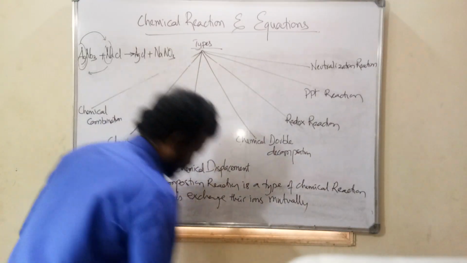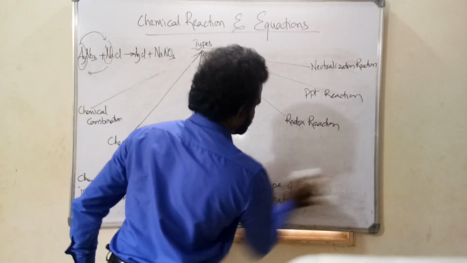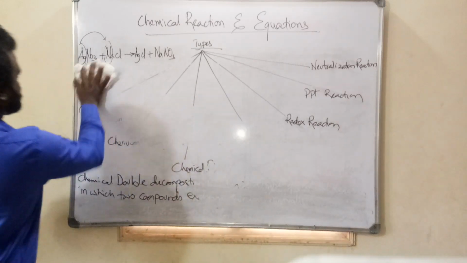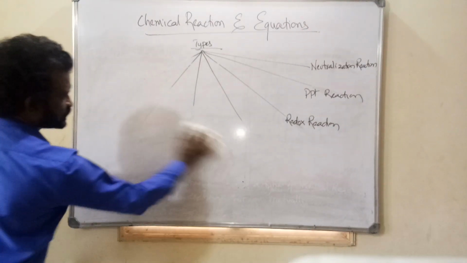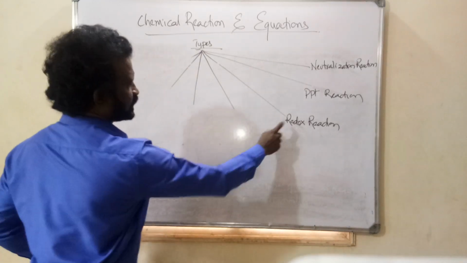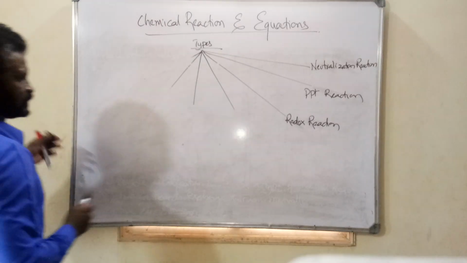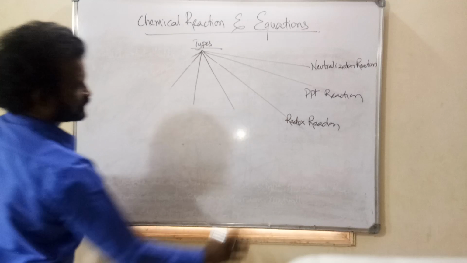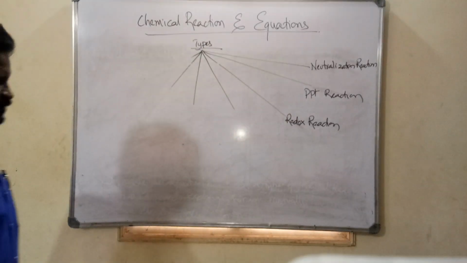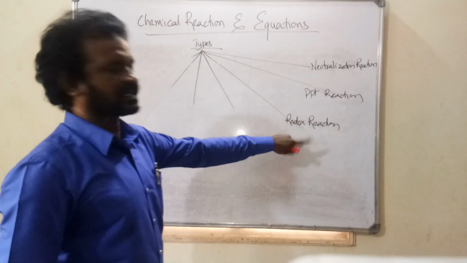Now the next one is the redox reaction. What is a redox reaction? Redox means reduction and oxidation take place simultaneously. The definition: a redox reaction is a type of chemical reaction in which reduction and oxidation take place simultaneously.